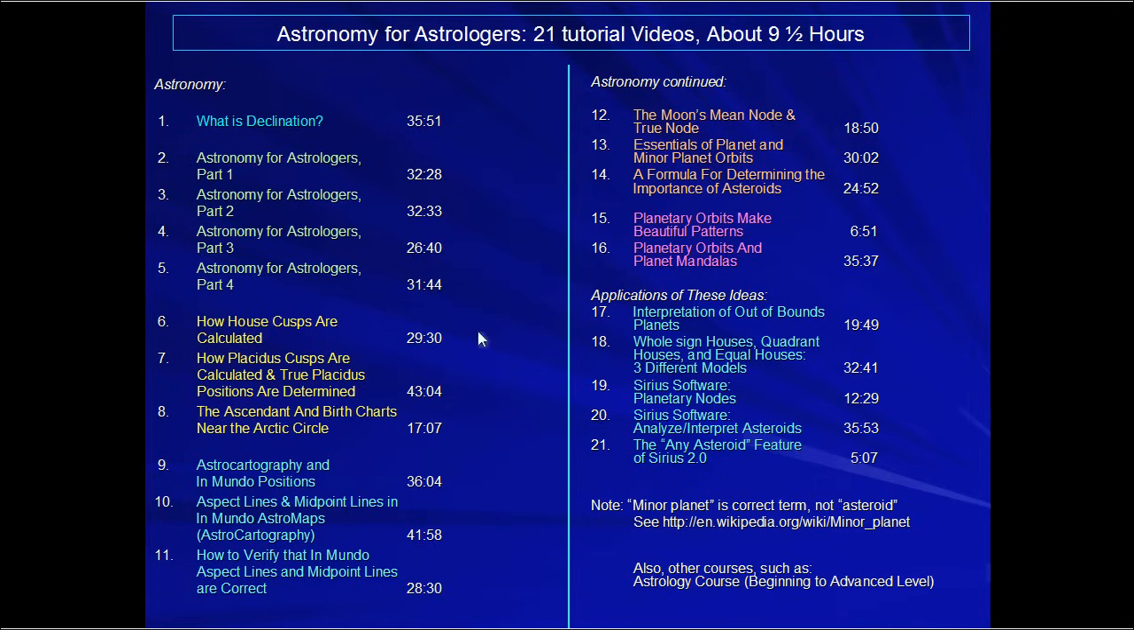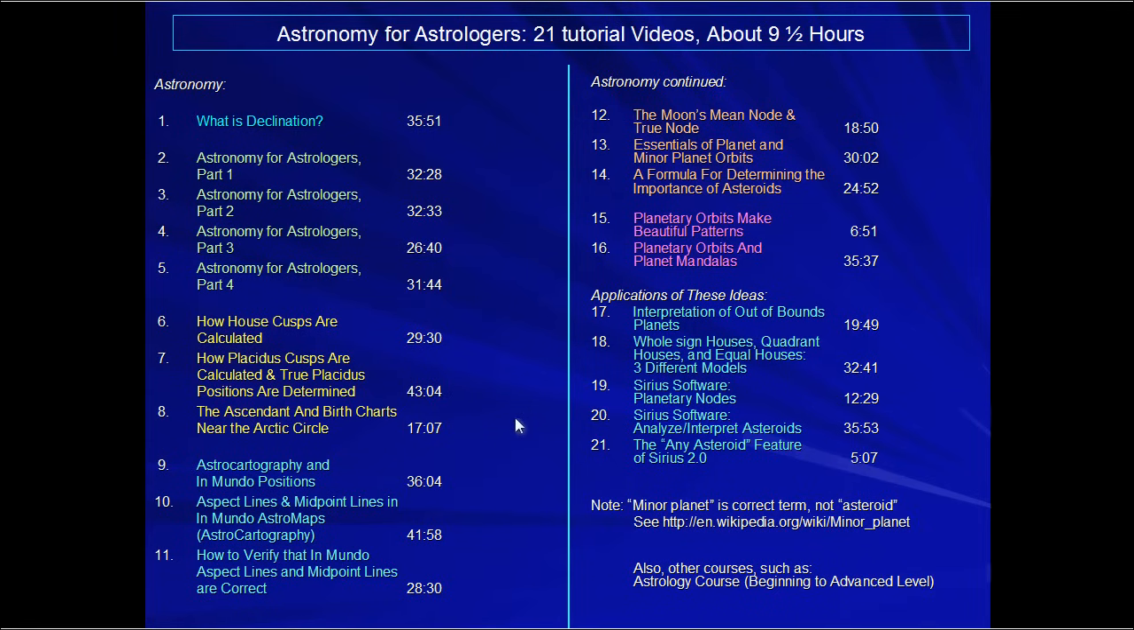So I explain what the difference is between, for example, Regiomontanus houses and Campanus houses. Why do we have these different house systems? What's the concept behind it? That's covered in video number 6. And number 7 is on Placidus houses. Placidus houses are a little more complicated, so it takes an entire video, in fact it's 43 minutes, to explain how Placidus house cusps are calculated, and also an idea called true Placidus positions. So I describe that as well.